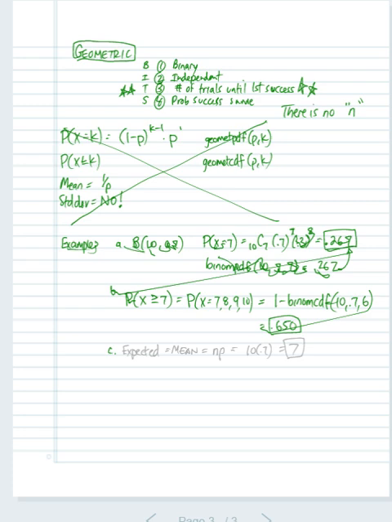Okay, now the last one says, what is the expected number of makes? So when you see the words expected number, you should think mean. This is a binomial distribution, so we know n times p will give us the expected number. 10 times 0.7, which is 7. Which seems to make sense. The expected number of makes out of 10 should be 7 if I'm a 70% free throw shooter.